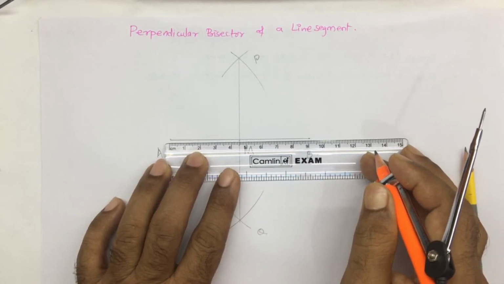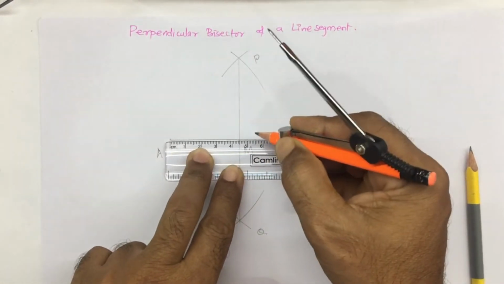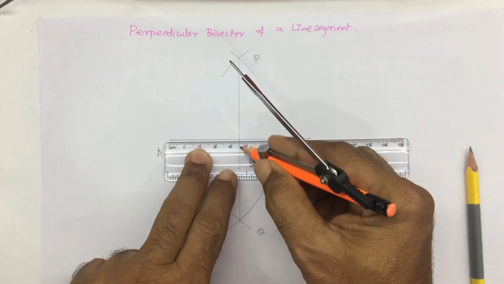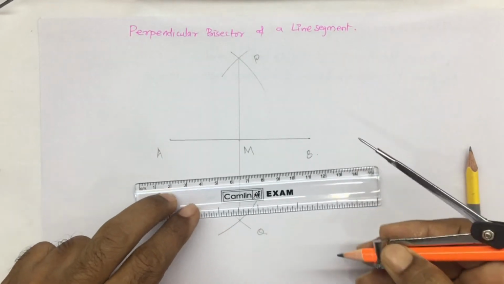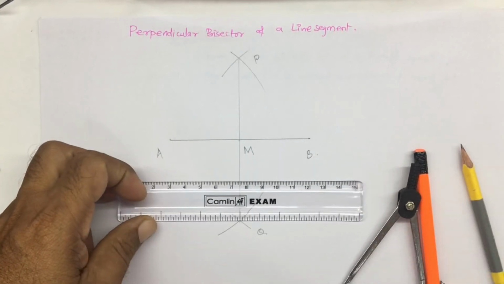And let us see the measurement of this. This is approximately 9 centimeters overall length, and exactly that line of perpendicular is passing through 4.5 centimeters. So, that is how you can draw the perpendicular bisector of a given line segment.